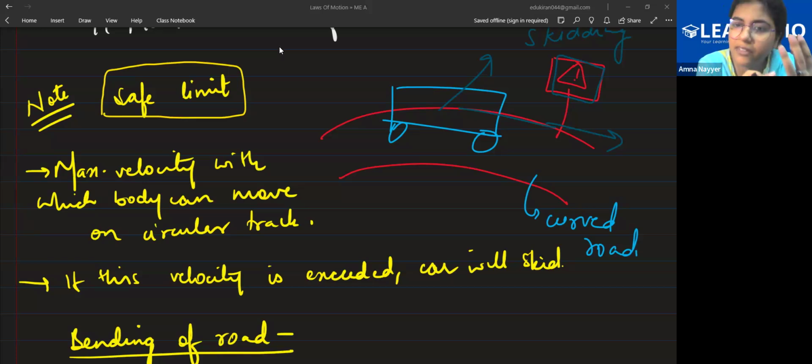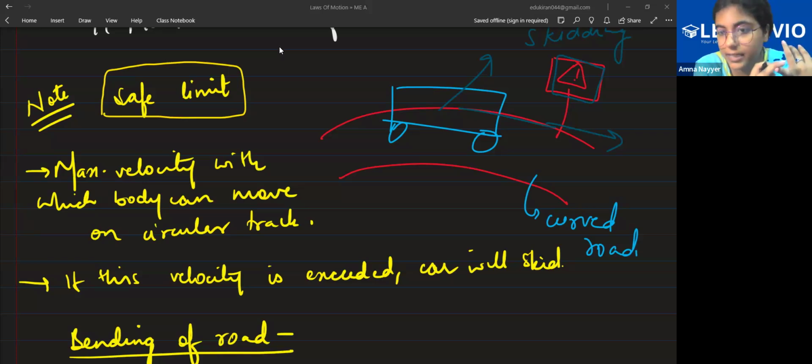Now for every vehicle, whether we are talking about buses, small cars, cycles, or huge trucks, every vehicle has its own safe limit, which is the speed limit. If that speed limit is exceeded, then the car has the tendency to slip away. Slip away means slip out. If this is the curved track, it will have a tendency to move out. Now, why? The reason is the centrifugal force which is acting.